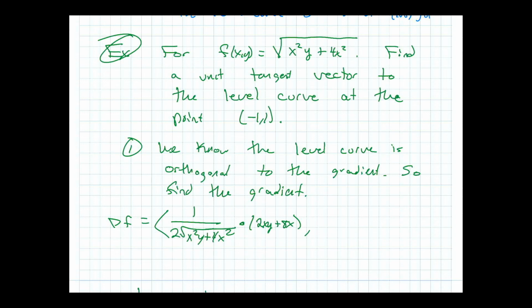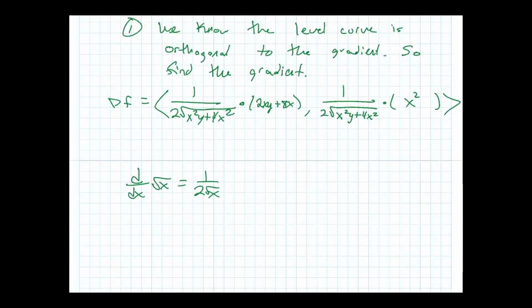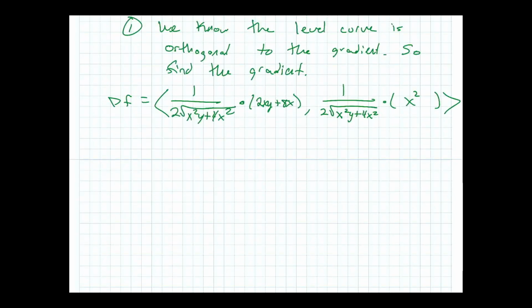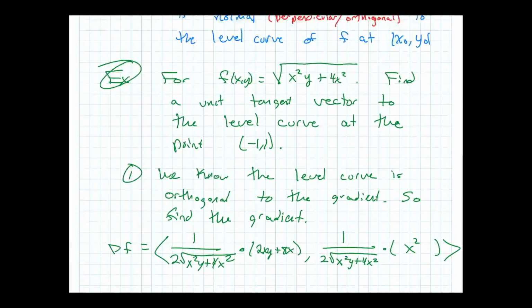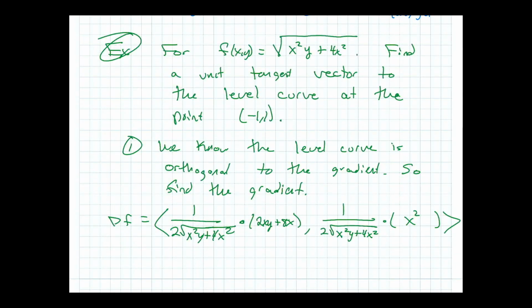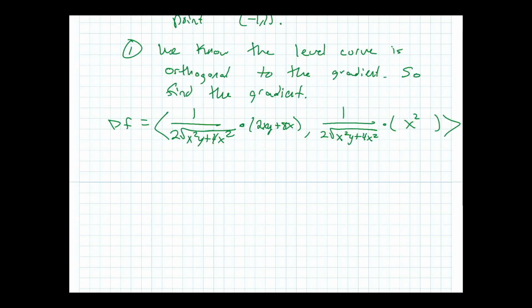Okay. Do the same thing for y. So the partial with respect to y is going to be 1 over 2 square root of x squared y plus 4x squared times the derivative of what's inside with respect to y. So the derivative of x squared y with respect to y is x squared, and that's the only term that has any y's. So there's your gradient. Now we don't need the gradient there, we need the gradient at the particular point, right? Negative 1, 1. So we need to evaluate it.